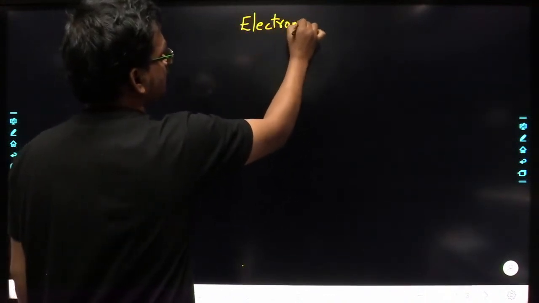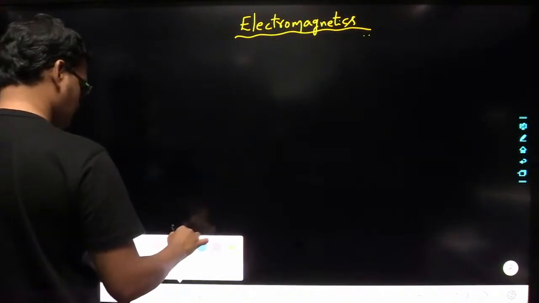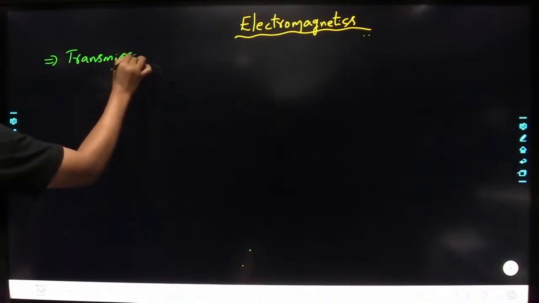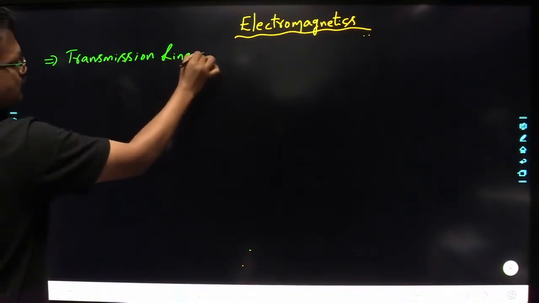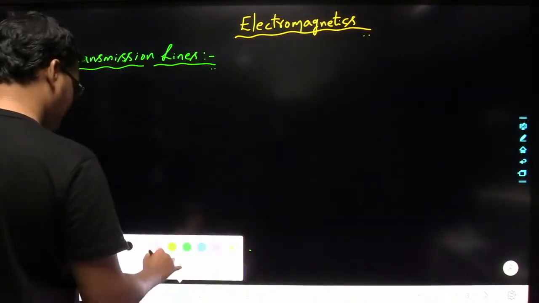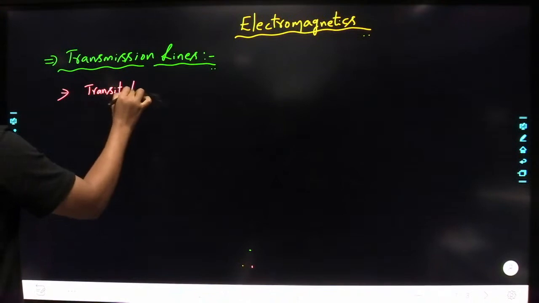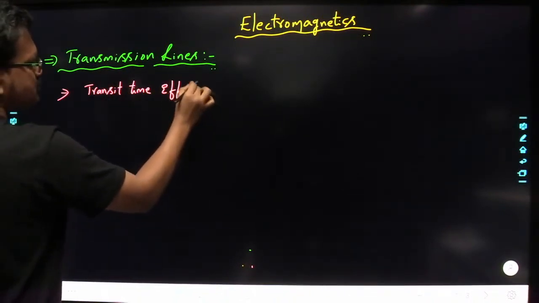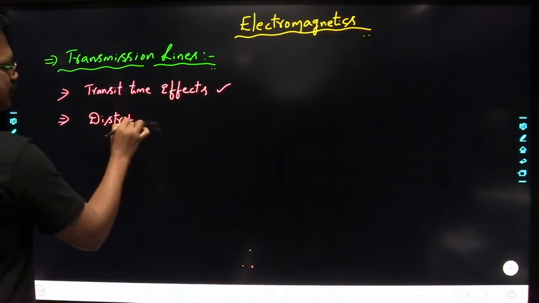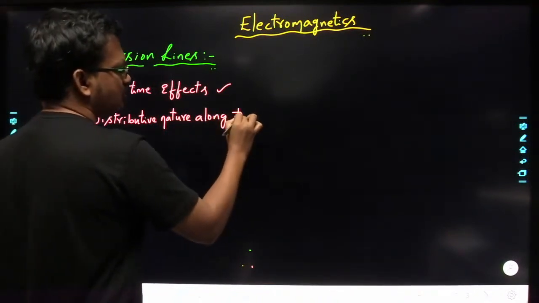Okay. So we are dealing with the subject electromagnetics, and in electromagnetics we have started the topic that is transmission lines. In transmission lines we have studied about transit time effects, and then after this we have studied distributive nature along the transmission line.